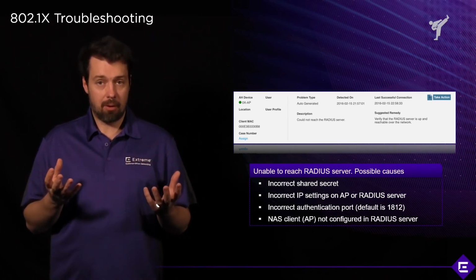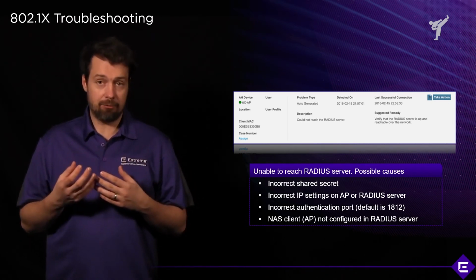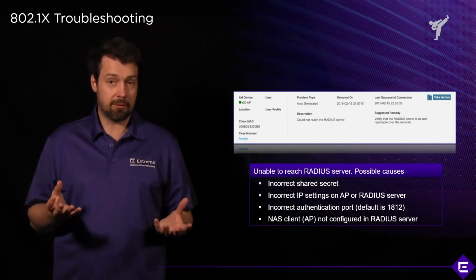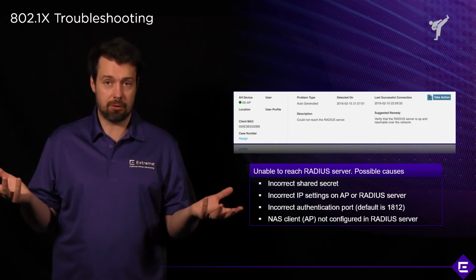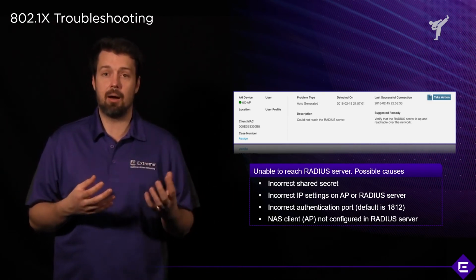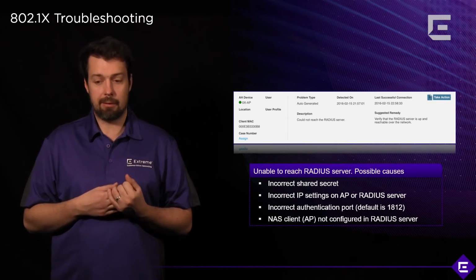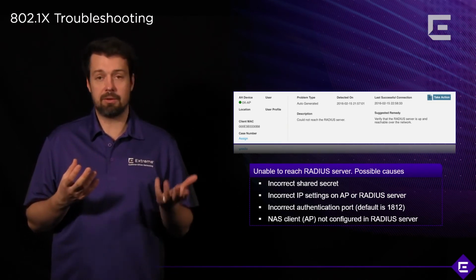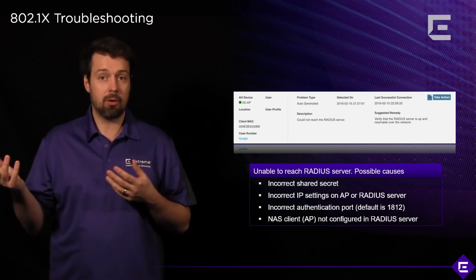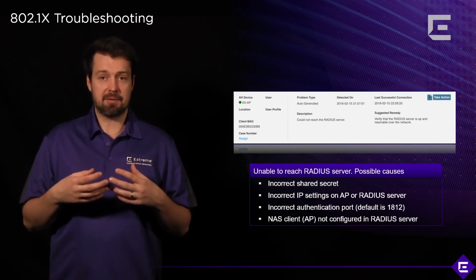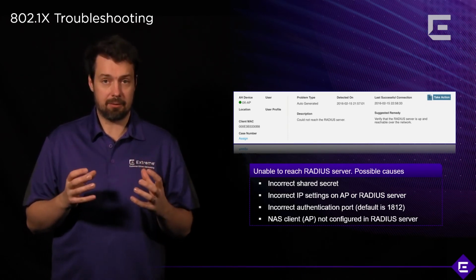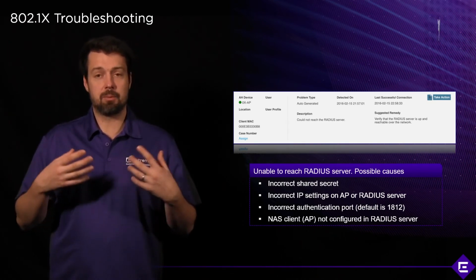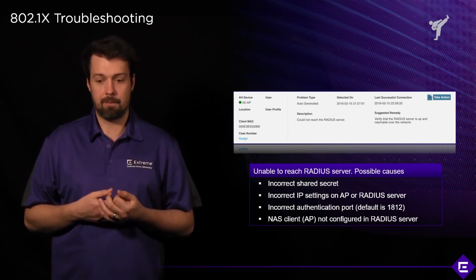Some of the possible causes that the platform will identify for you and that often happen in an 802.1x scenario is an incorrect shared secret configured between the authenticator and the RADIUS server. And that will be immediately pointed out in the troubleshooting part of ExtremeCloud IQ. Incorrect settings on the access point or the RADIUS server. So the access point is pointing to the incorrect RADIUS server, or the RADIUS server itself doesn't have the client IP address or the subnet of where the access points are configured on its client list, and therefore it's blocking all incoming RADIUS requests from there.